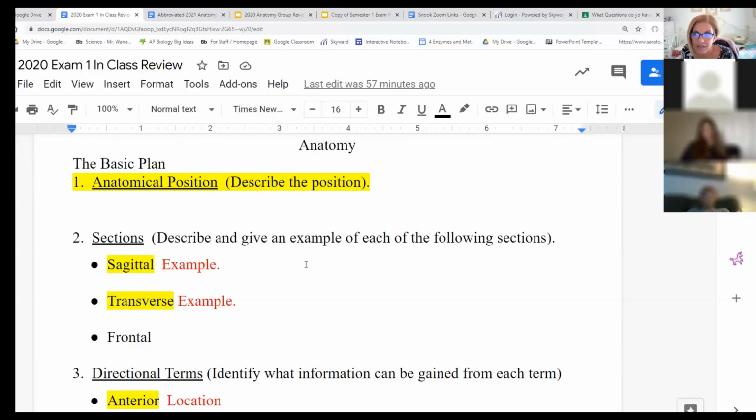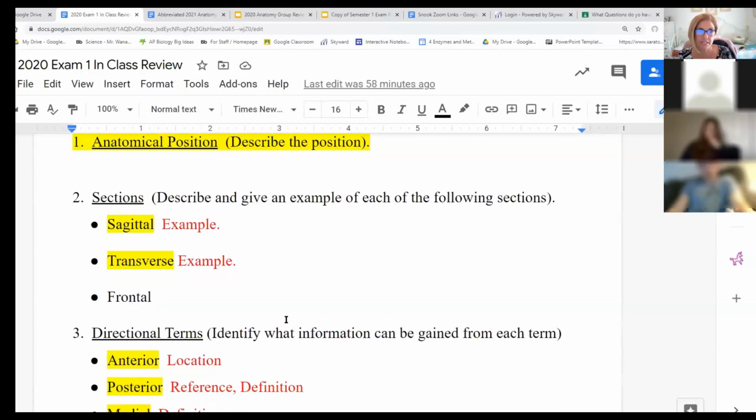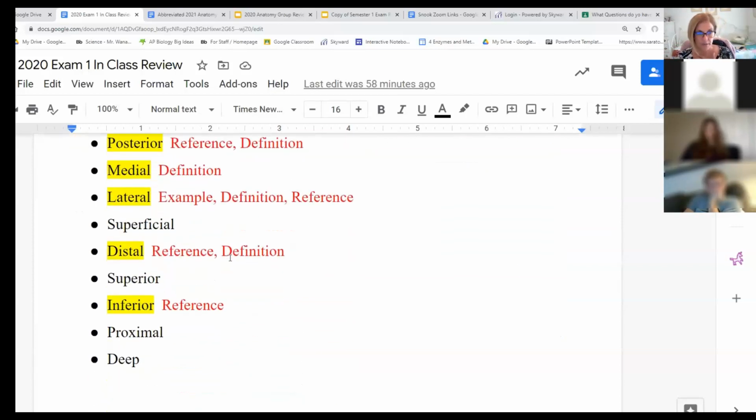So anatomical position, obviously you're going to get a multiple choice question just describing standing upright, hands forward, feet forward. Under the sections, you don't need to worry about frontal. The only two that show up on the test are sagittal and transverse, and they're both used as an example. So you're not defining them. It'd be like, what type of cut is used to cut the brain into right and left halves? Or what type of cut is used to cut the brain into top and bottoms, or inferior and superior? Okay, so recognize an example.